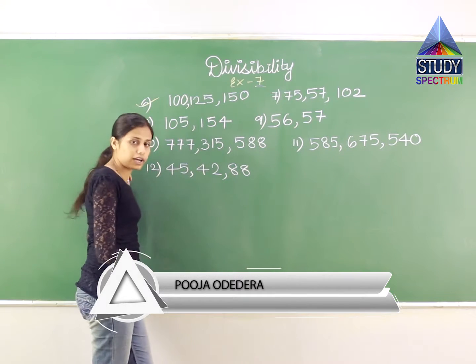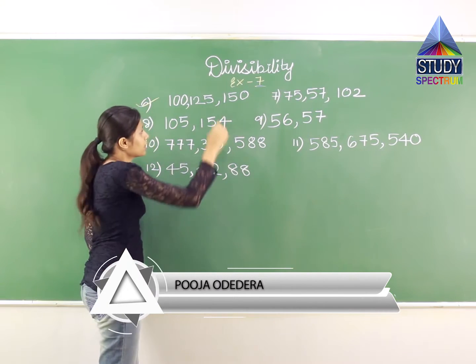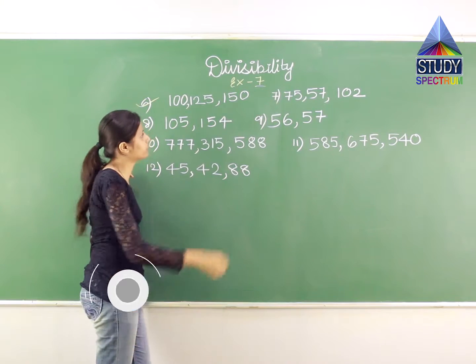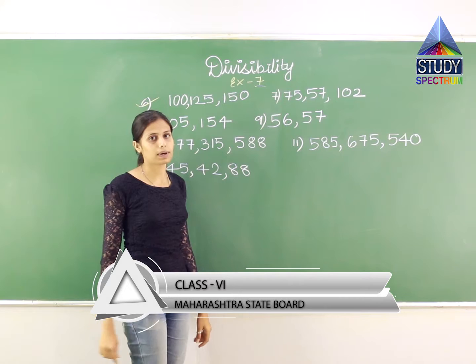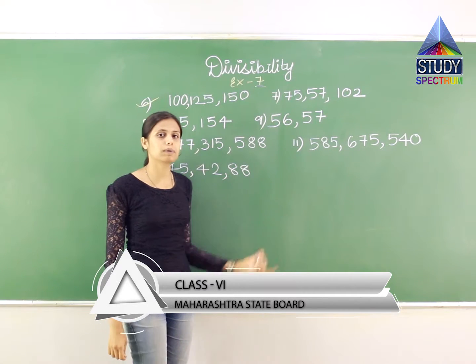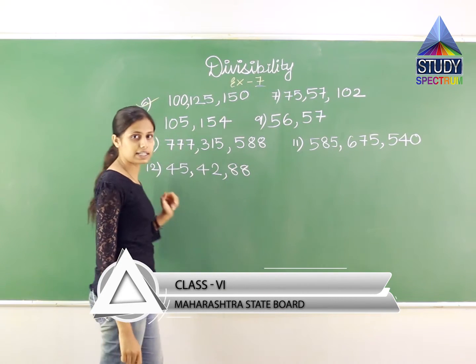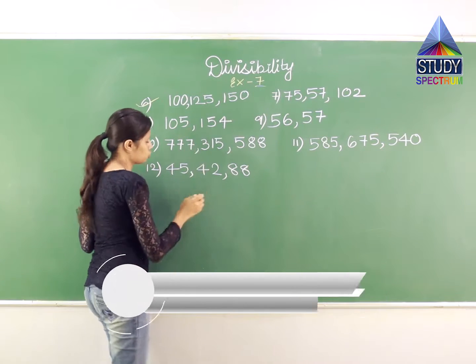First we will find all the factors of 100. Then we will find all the factors of 125 followed by 150. Then we will find what factors are common. These common factors we will multiply and we will get the greatest common divisor. So 100.